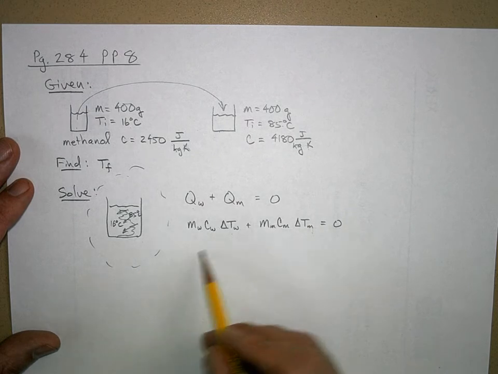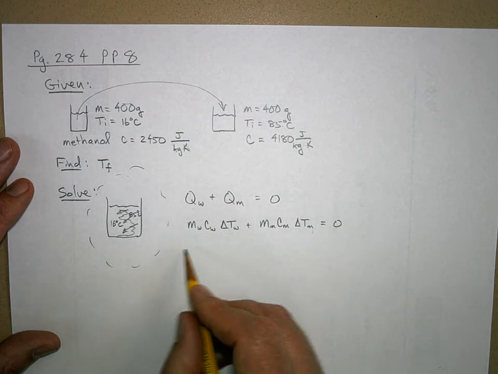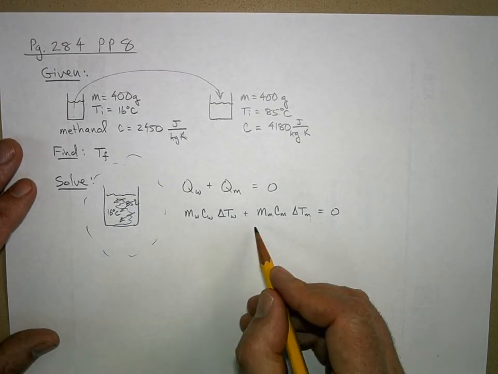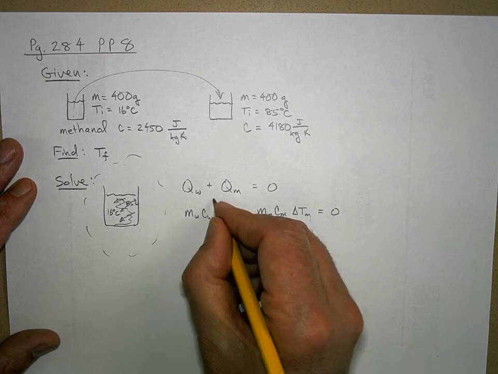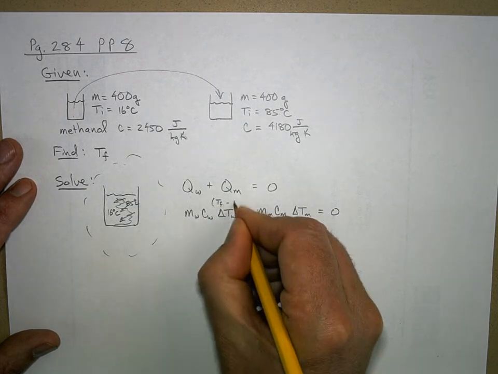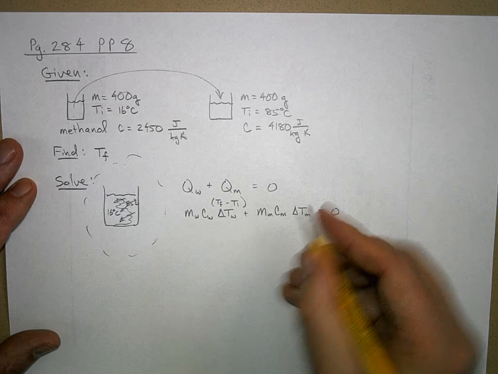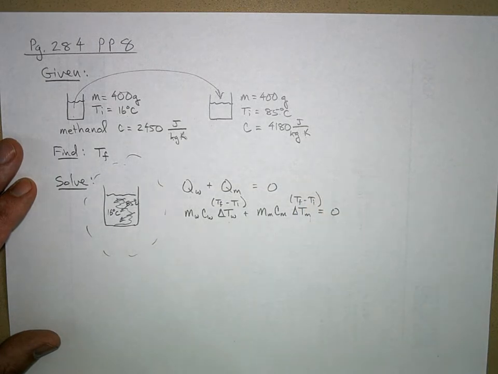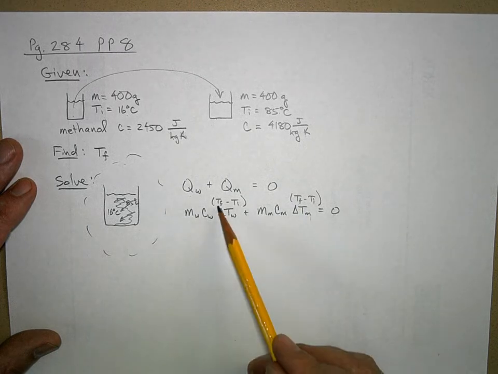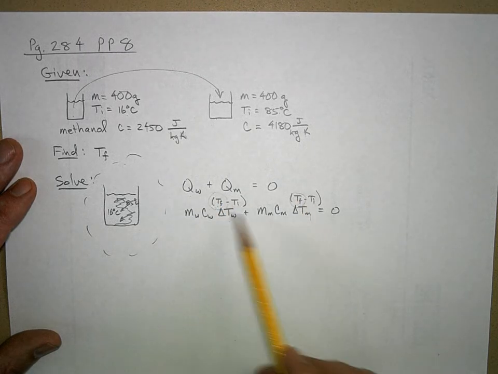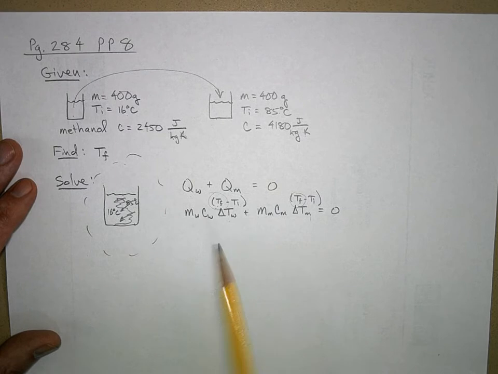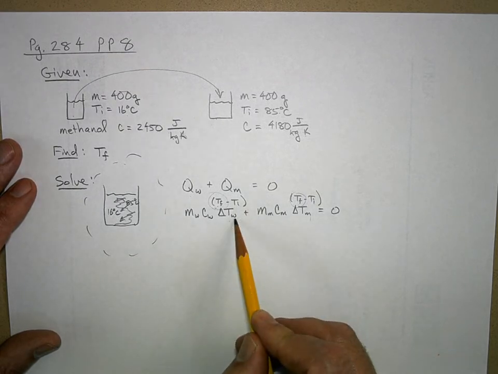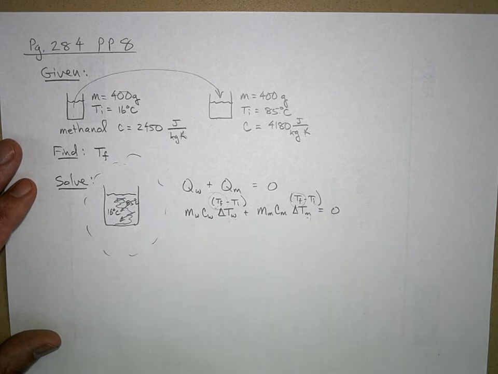And so there's no net change in heat. Well, let's go ahead and do this. This is T final minus T initial for the water. This is T final minus T initial for the methanol. But this final temperature is the same, so I'm just going to call it T final. But this T initial is the initial temperature of the water. This is the initial temperature of the methanol.